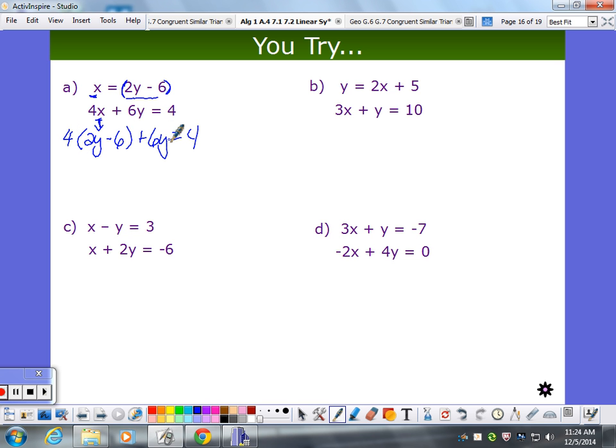4x plus 6y equals 4. And then we're going to just solve it. Distribute, because now I've got one variable. 8y minus 24 plus 6y equals 4. Well, let's see. 8y plus 6y. I've got 14y's now, right? Minus the 24 equals 4.